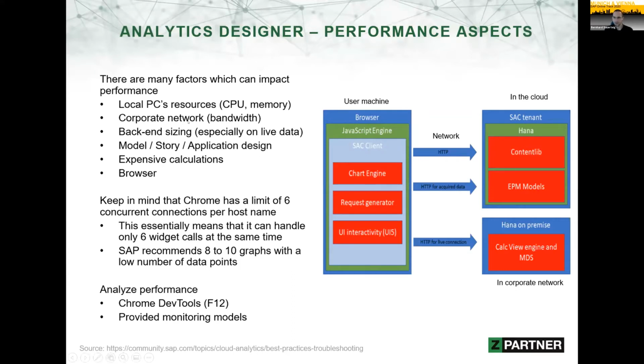The same goes for all the other entities we have here. The corporate network makes an impact. The backend sizing has an impact on performance, like, for instance, how many parallel processes are possible. And of course, the main performance aspect is within the model and the story or application design.